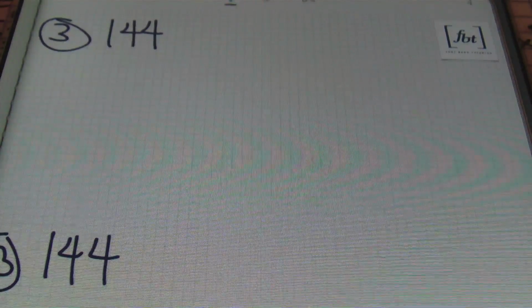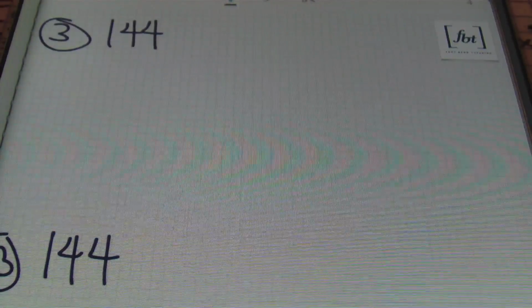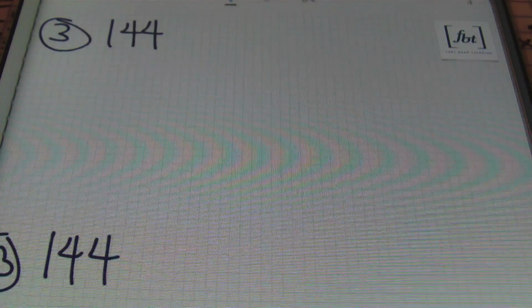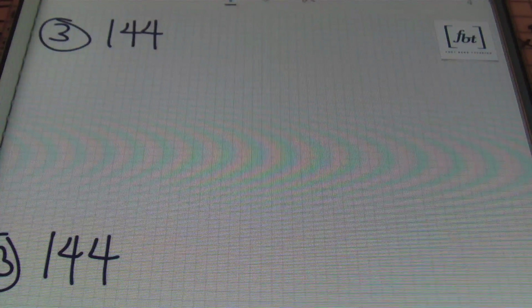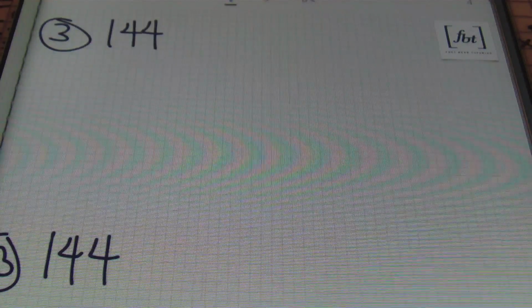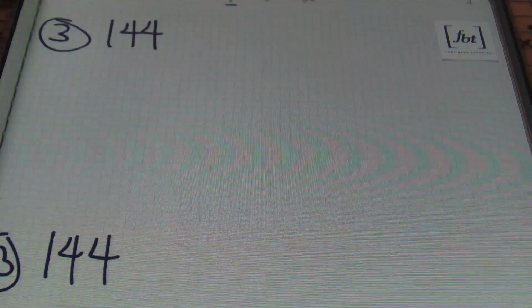Okay, so here we're going to start with the third problem. 144. Well, what do I know about 144? Okay, 2 numbers that I'll multiply there. I'm going to go with 12 times 12 because it's a perfect square, and I know that.